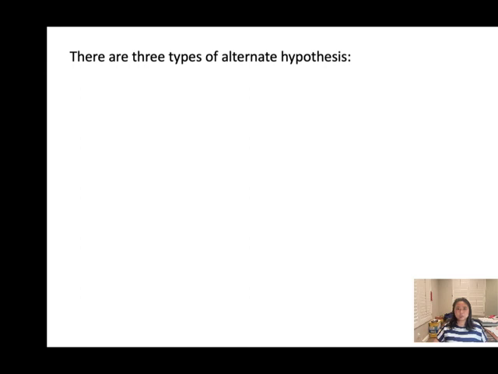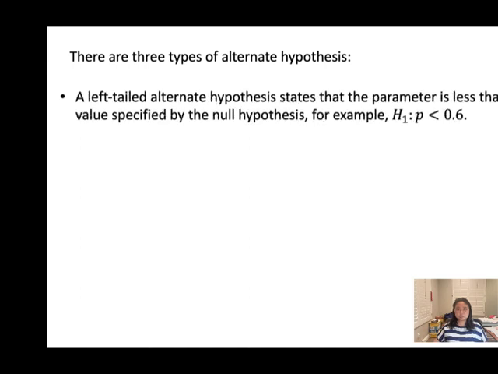Let's talk about the alternate hypothesis. We have three types. First, a left tail alternate hypothesis states that the parameter is less than the value specified by the null hypothesis. For example, we are working on population proportion. We have a strictly less than a number. When we have a strictly less than, we call this the left tail test.